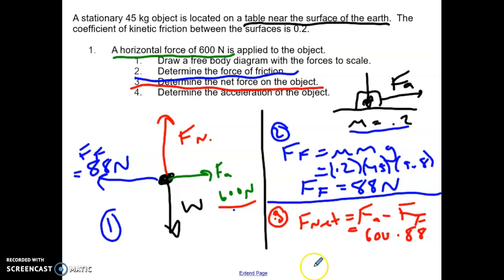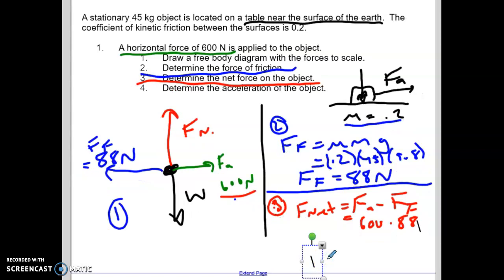The net force equals 512 newtons when I do this math right there. All right, I want to try and squeeze in something to make things easier.